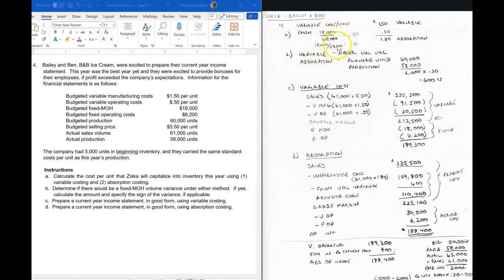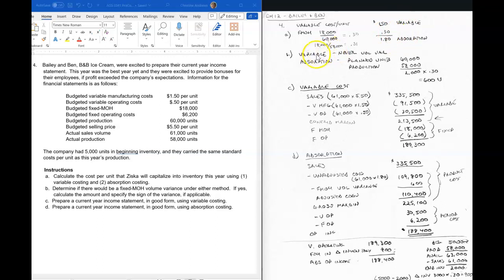So don't ignore this little piece right here. It's 30 cents, so under absorption costing, our fully absorbed cost per unit is $1.80 per unit. Under variable, it's just the variable cost of $1.50. Under absorption, it's the variable cost plus the fixed cost component, or $1.80.